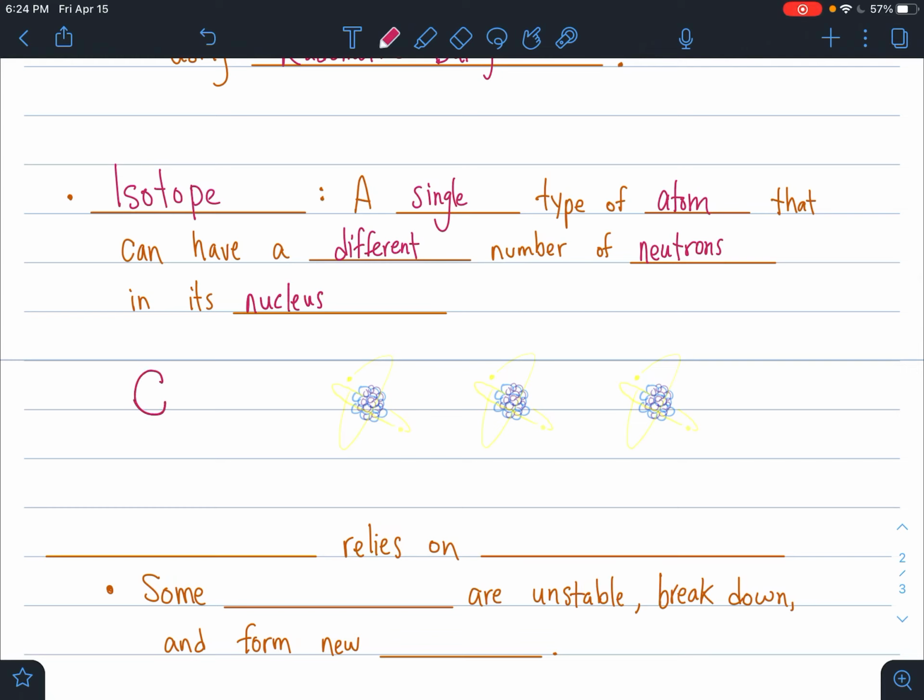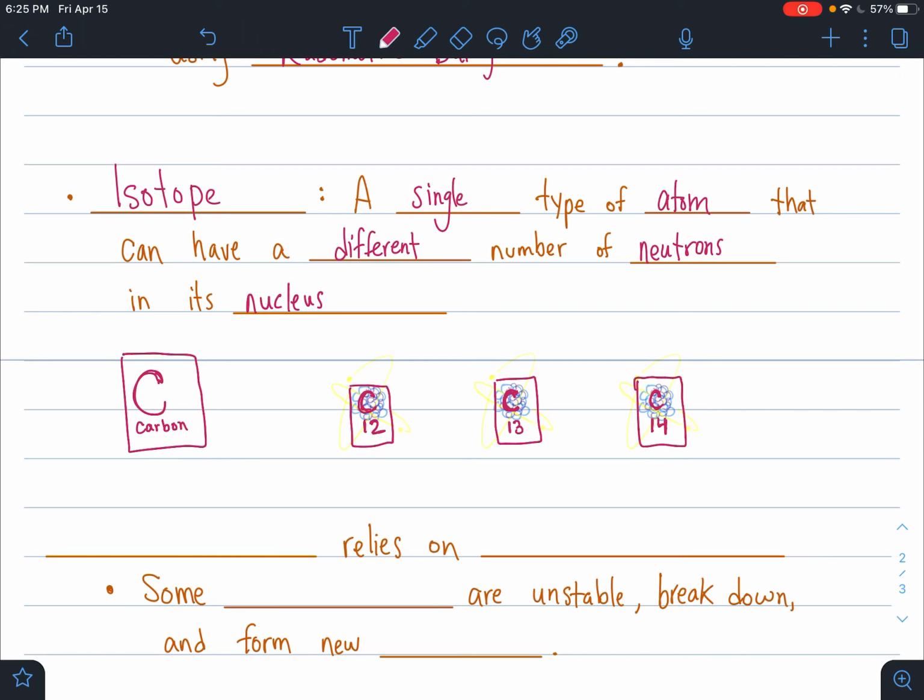So let's take a look at a famous one known as carbon. We'll draw a box around it to show that this is the element carbon. The C is the element of carbon. So here are 3 different atoms of carbon. Now we could have carbon 12, so there could be 12 neutrons in the nucleus of this carbon atom. But carbon also can have different isotopes. It can also have 13 neutrons in the nucleus, and carbon can also have 14 neutrons in the nucleus.